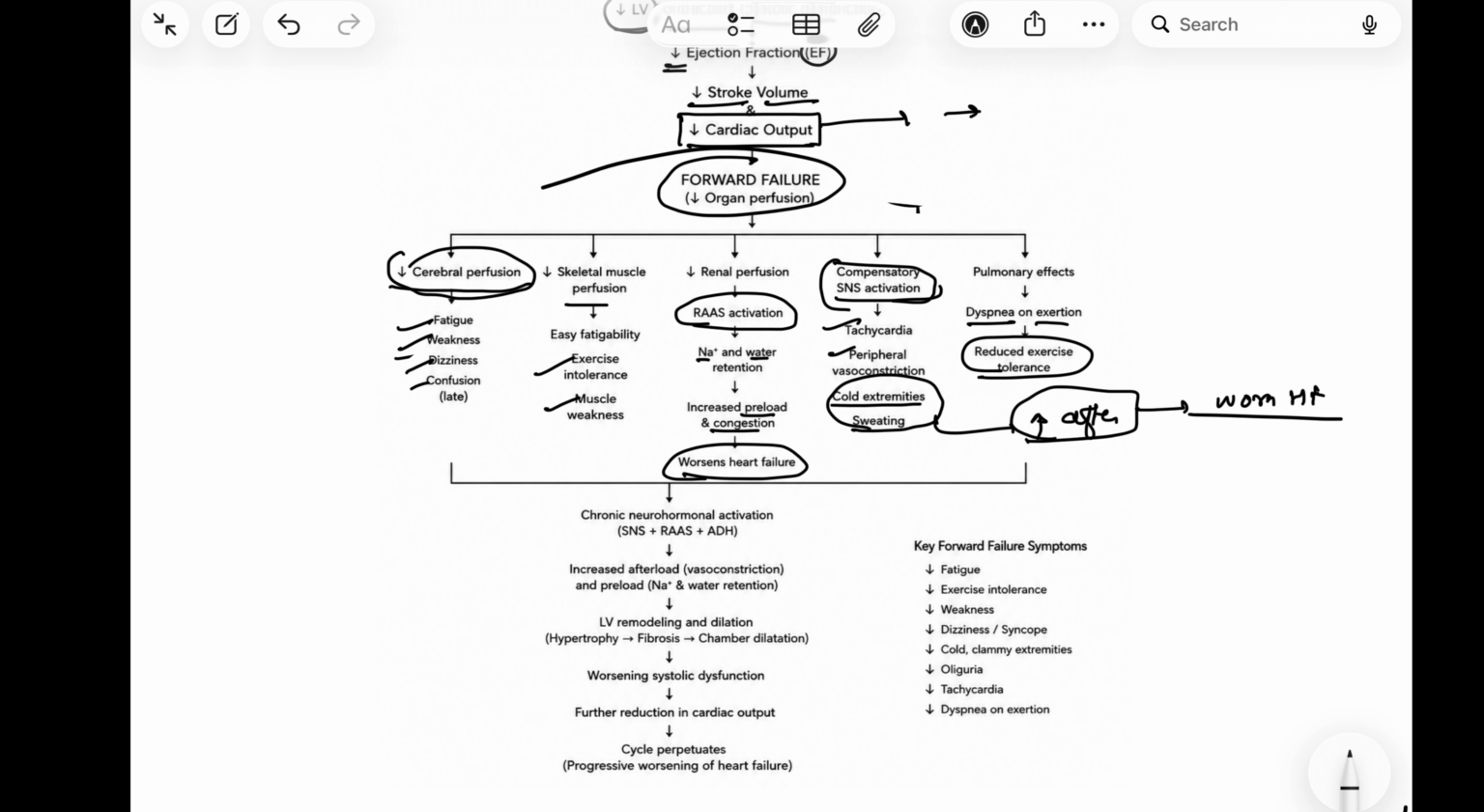So there are three mechanisms. The first one is the sympathetic nervous system. There is RAS and there is ADH. This chronic neurohormonal activation leads to worsening of heart failure.